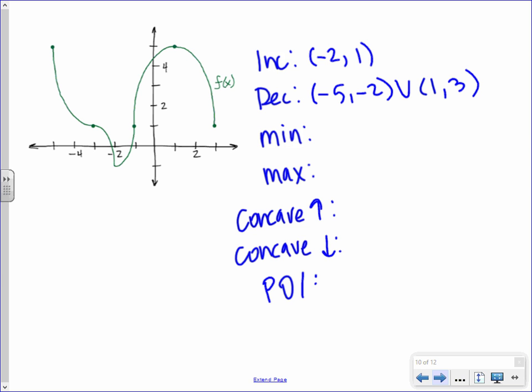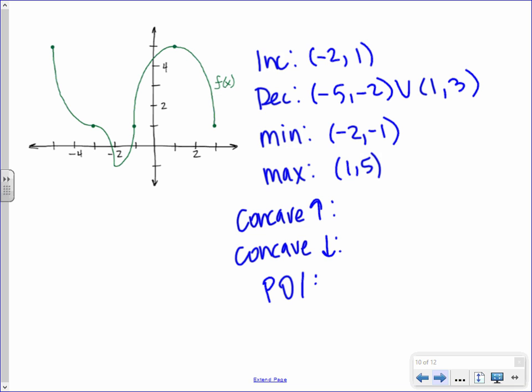So, Josie, do we have a relative minimum? At -2, -1, we have a relative minimum. Madison, do we have a relative maximum? At 1, 5. Okay, great. Concavity.